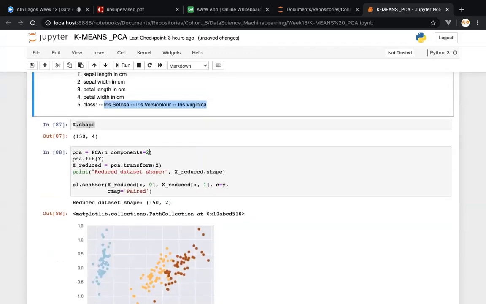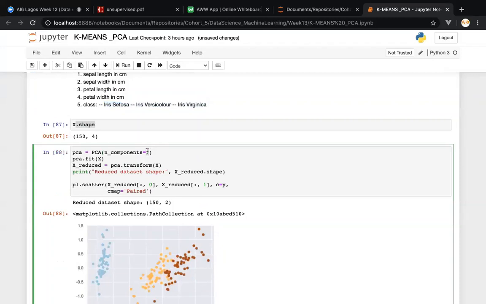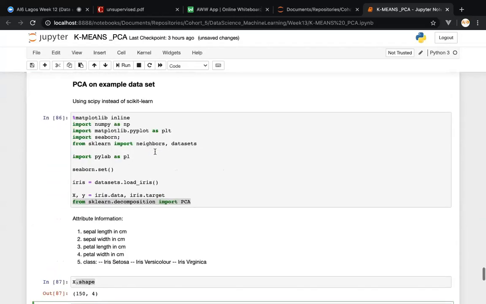So you can still reduce it further to 1 dimension, to 1 component, meaning just 1D, right? But the question is, would it make sense if you do that? Would you be able to visualize anything reasonable if you do that, right?